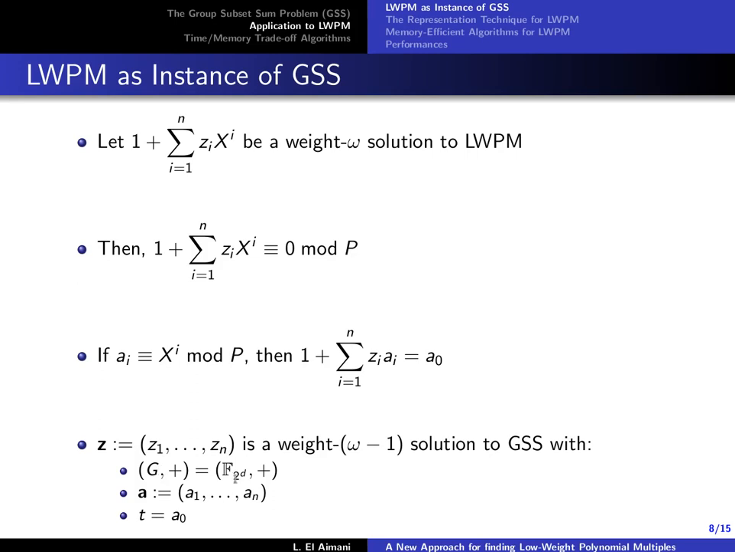The group G is simply the additive group of the field F2 to the d. Actually, the residues x to the i mod p belong to this additive group. The ai's are simply the residues x to the i mod p for i from 1 to n, and the target t is the first residue, which is equal to 1.